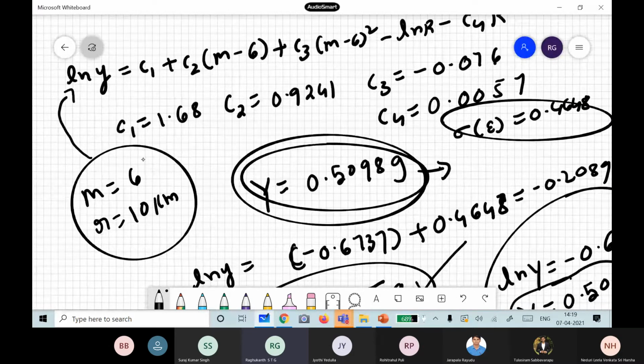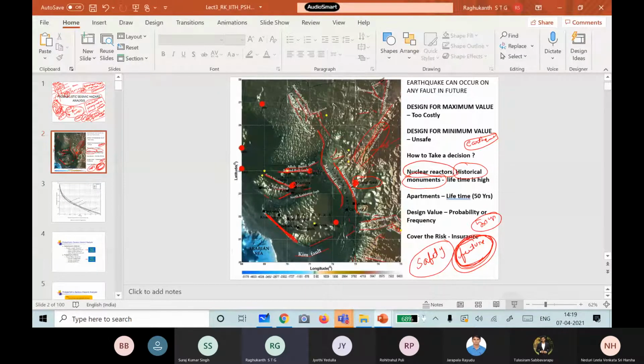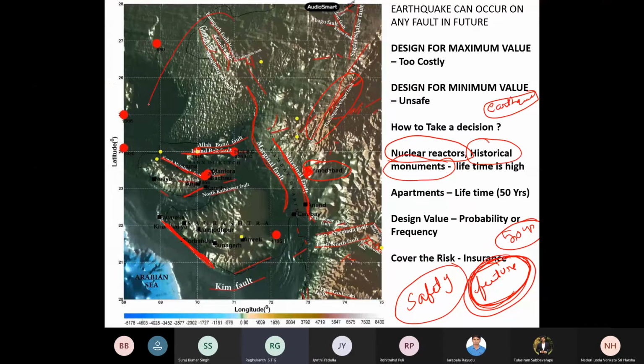In this entire problem, what we have done is assume a magnitude of 6 and a distance of 10 kilometers. So this is one combination. In the olden days, what people used to do was take a fault map of Ahmedabad and select the closest fault to Ahmedabad. Let us say the marginal fault is very close to Ahmedabad. The distance is known and fixed.